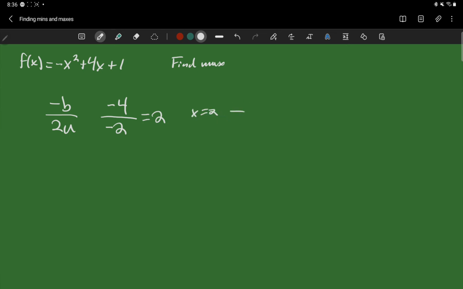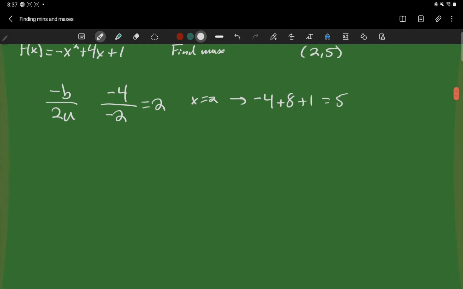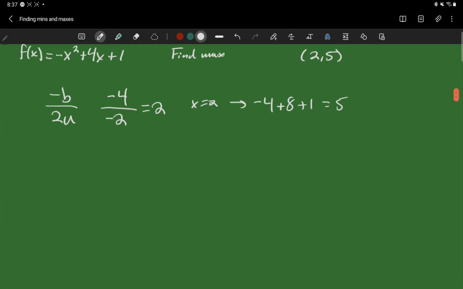And then what we can do is plug 2 back into the function. We get 2 squared is 4. Negative 4 plus 4 times 2 is 8, plus 1. 8 minus 4 is 4, plus 1 is equal to 5. So the maximum here would be at (2, 5). And that's easy enough. But you can actually use the derivative as well, because we know at a maximum the derivative is 0.